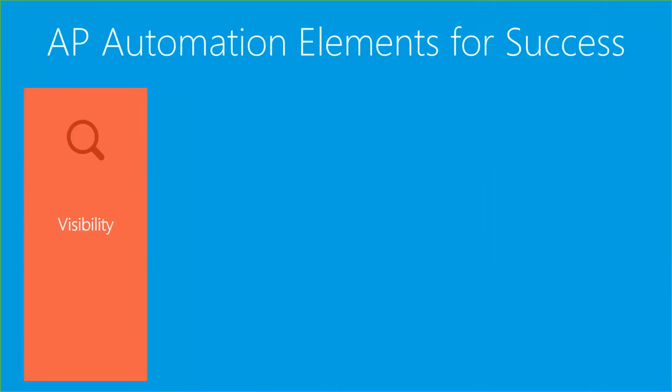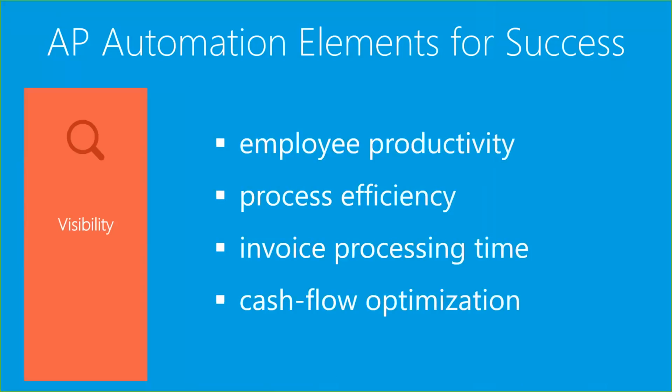So we're looking at visibility, and we have a number of items here. First of all, it's employee productivity, process efficiency, invoice processing time, and cash flow optimization. Visibility into liabilities and operational expenses is a basic requirement for the most major functions within the enterprise. It is used to give an overall view of operations and establish standards on which to base strategies for performing improvements.